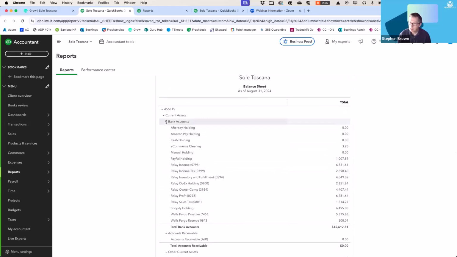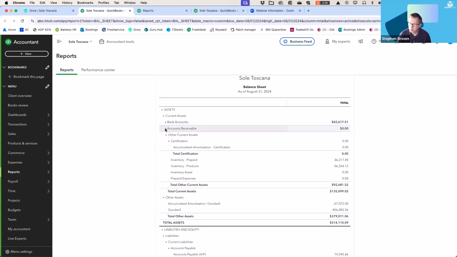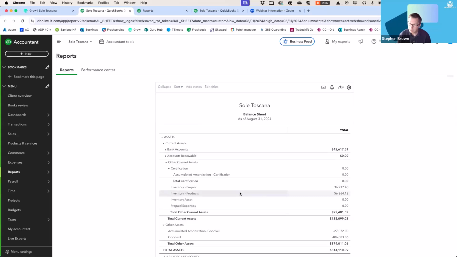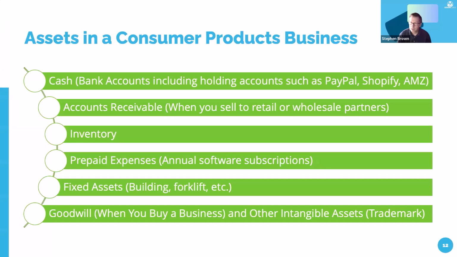The ones that I love, that I look at very closely with my businesses and my customers, are my bank accounts and my inventory. I look at those very regularly. The others I look at less regularly. Okay, so that is your asset portion. Obviously, if you have questions, shoot them my way. We're going to go to the next section.